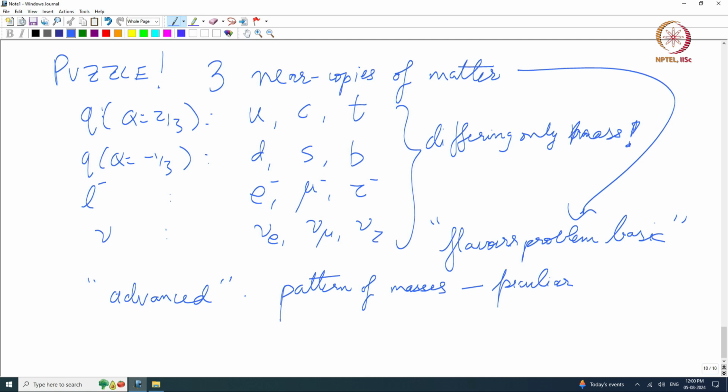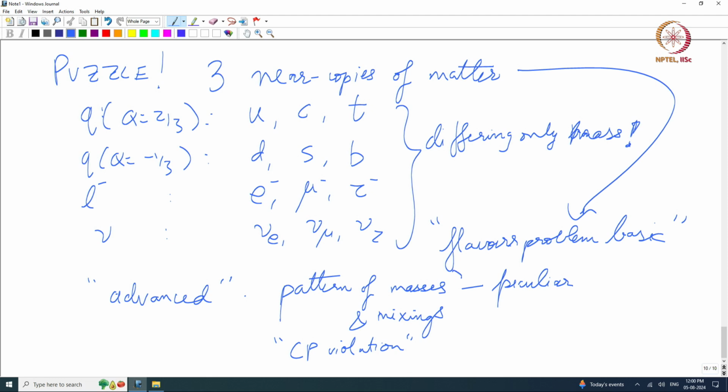So there are various hierarchies among the masses and so on, and then when we rotate from flavor to mass eigenstate basis, there are some mass mixings in the problem. Okay, there are some Hamiltonian induced mixings. The mixing patterns also look peculiar. Okay, and there are other things like CP violation, etc., which we will deal with. All of this put together forms an even more advanced puzzle within the larger flavor puzzle. Okay.